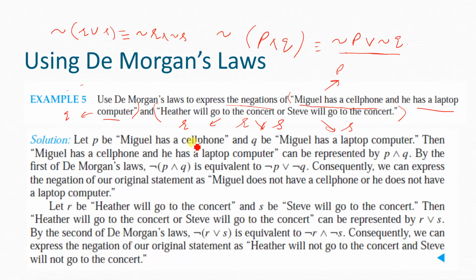Now what is R? Heather will go to the concert. So negation of R will be Heather will not go to the concert, and negation of S is Steve will not go to the concert. Right? So this is the negation: Heather will not go to the concert and Steve will not go to the concert.